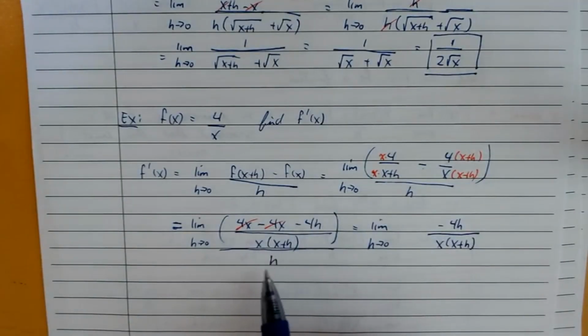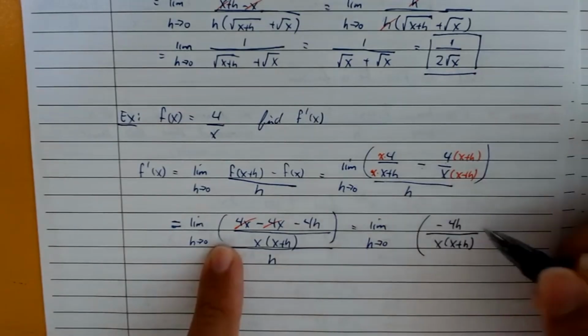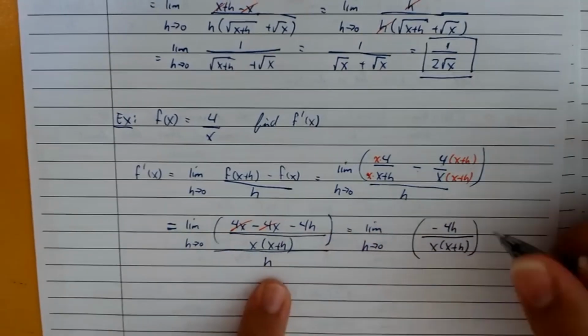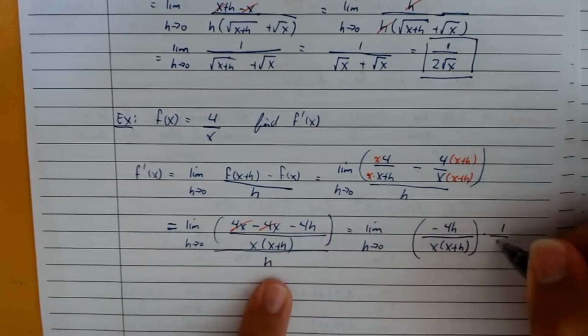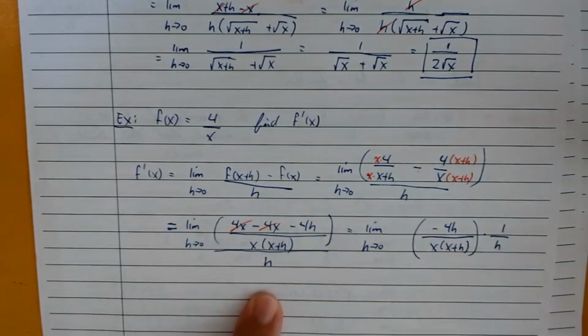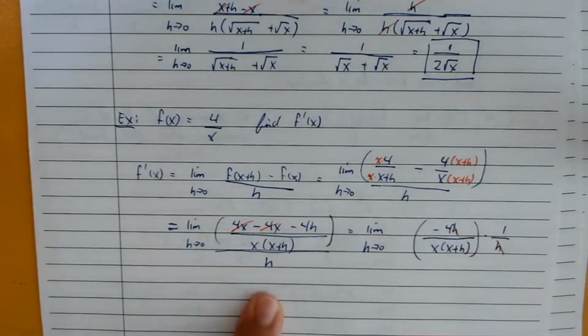And dividing by an expression is the same as multiplying by its reciprocal. So if I'm going to take this thing right here, which is the same as this thing right here, and divide it by h, that's the same as multiplying by 1 over h. Dividing by an expression is the same as multiplying by its reciprocal. But if I write it that way, it becomes a little more apparent that those h's divide away.